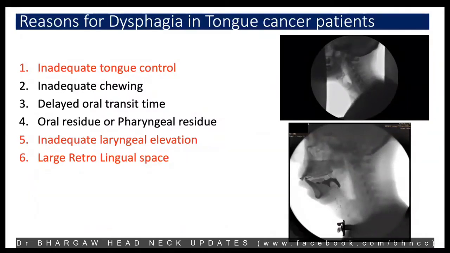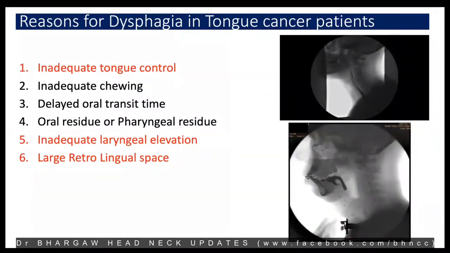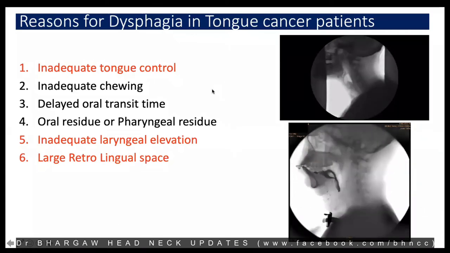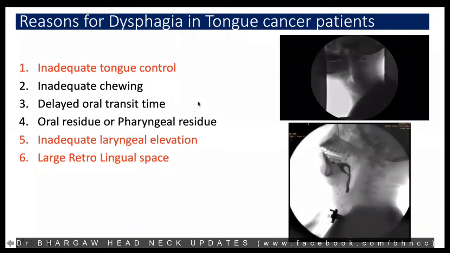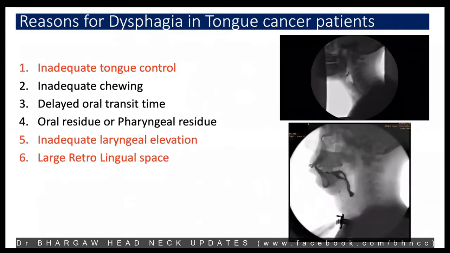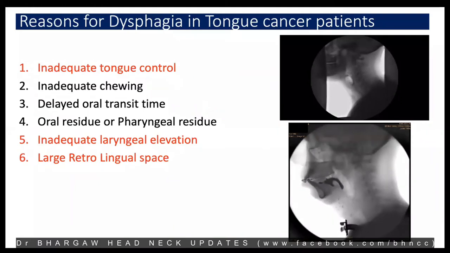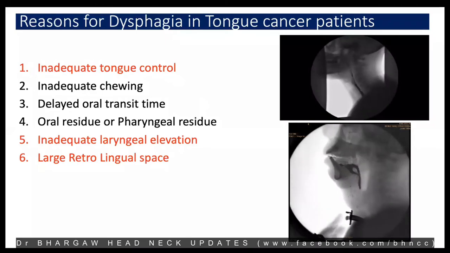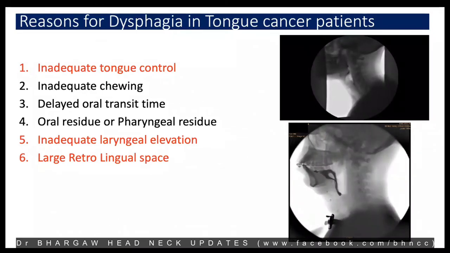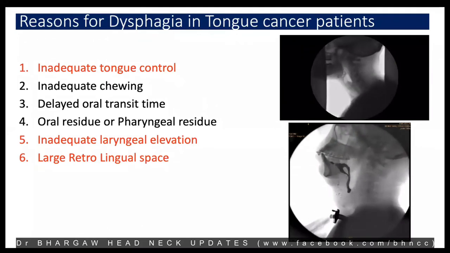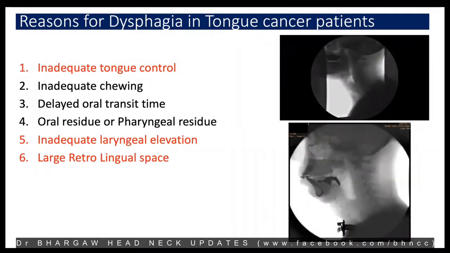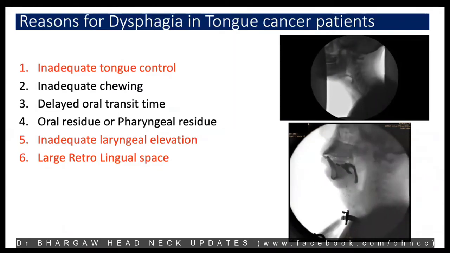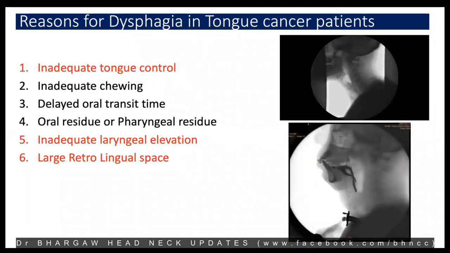Okay. So these are some of the reasons for dysphagia in tongue cancer patients: inadequate tongue control. They cannot chew on that side because the tongue normally helps to push the food between the teeth and push the food backwards, so that action would be gone. There's delayed oral transit time. That is, the whole act of chewing and swallowing, of food passing from the oral cavity to the pharynx, is going to get prolonged. There's going to be some oral residue, because on that part of the tongue which is resected, there is no muscle, and there would be a pocket. So that will cause some amount of residue.